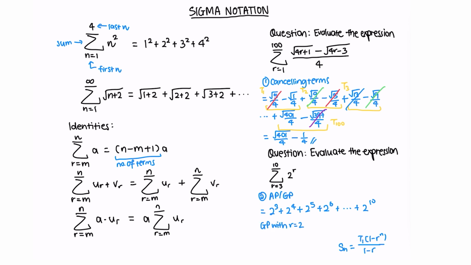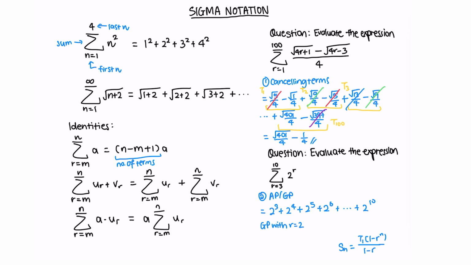Recall that for a GP, Sn is just equal to T1 times 1 minus r to the power n, over 1 minus r. Again, if you forgot this, this is in your formula booklet. So for this GP with r equal to 2, let's use this formula. First of all, what is n? If you realize here, there are actually 8 terms. How do we know this? We'll use this over here, number of terms. Number of terms will just be n minus m plus 1, which is 10 minus 3 plus 1, and we get 8. So we know that n equals 8.